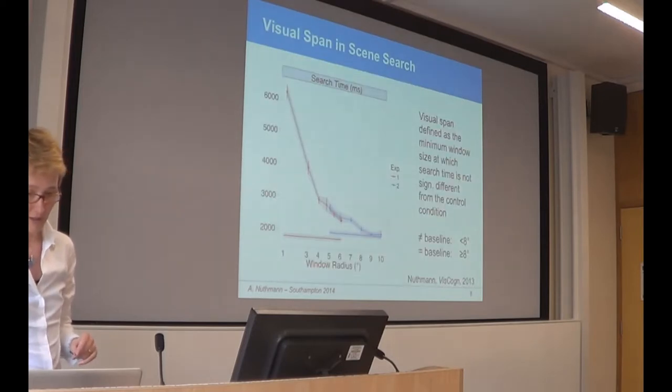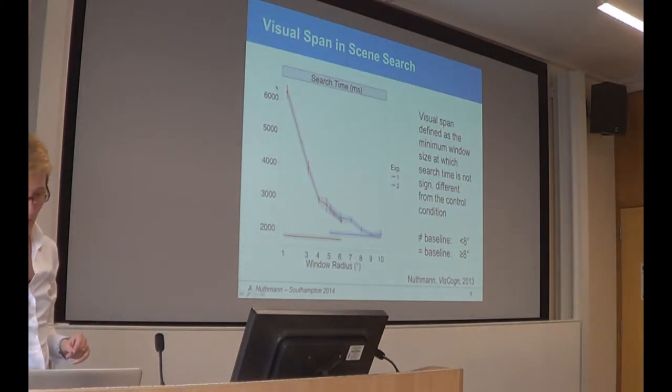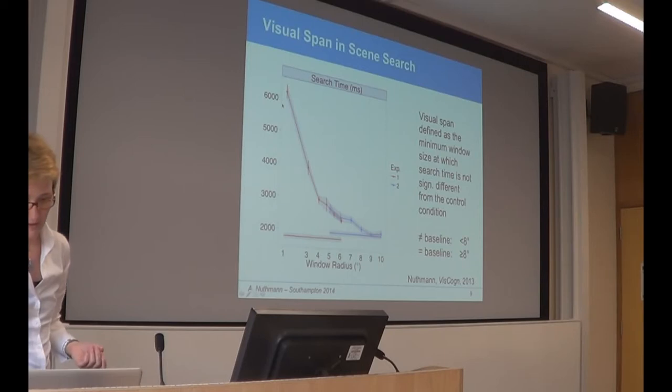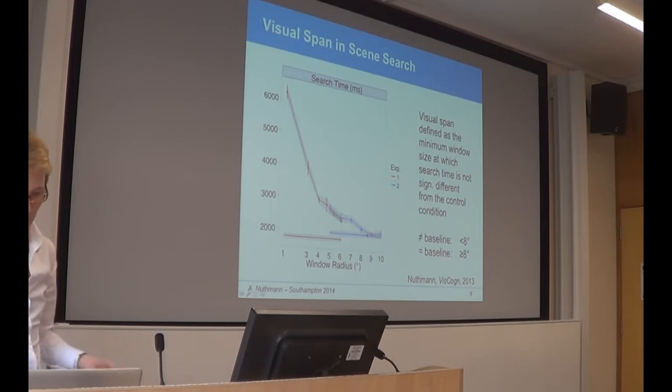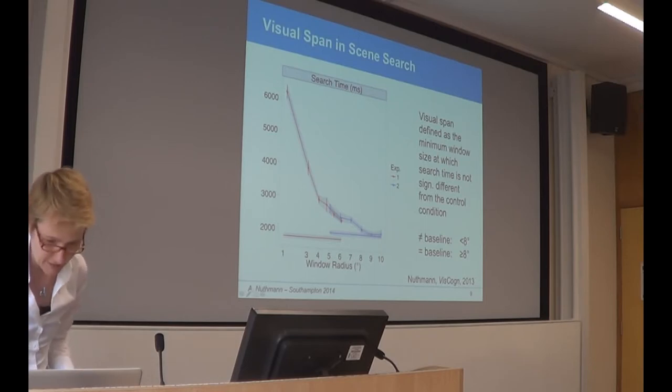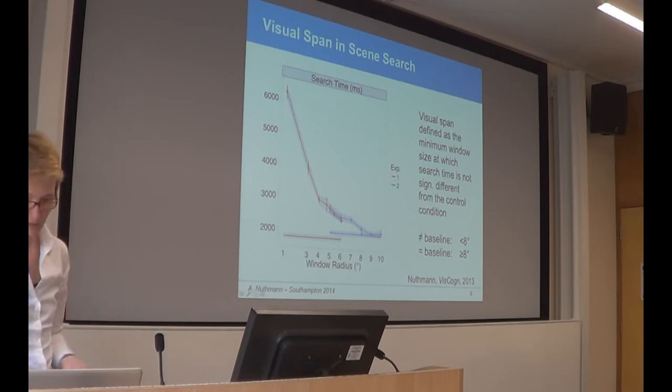And here are the search times plotted as a function of the window radius, and the horizontal lines, those are data from 2 experiments, depict the data from the no-window control condition, right? And again, we define the visual span as the moving window size at which search times become indistinguishable from the control condition. And that happened only at 8 degrees, which was a bit of an unexpected finding.